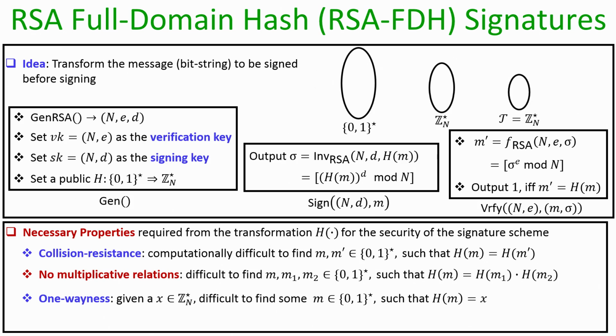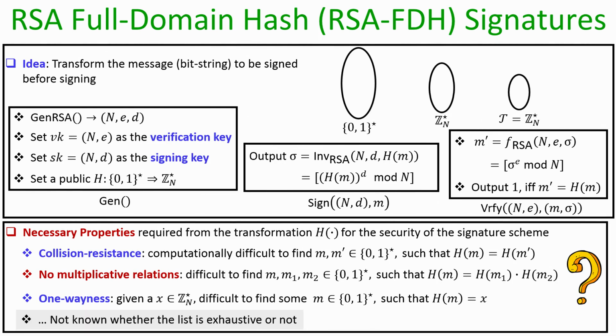We also need the one-wayness property from this transformation function, namely given an arbitrary x from Z n star, it should be difficult to find a message m such that h of m is equal to x. This is to prevent the no message kind of attack, because if this one-wayness property is not satisfied, namely if it is easy for an adversary to compute such an x and m such that h of m is equal to x, then again the adversary can launch the attack that we had seen in the no message attack.